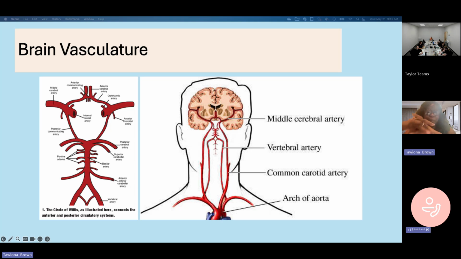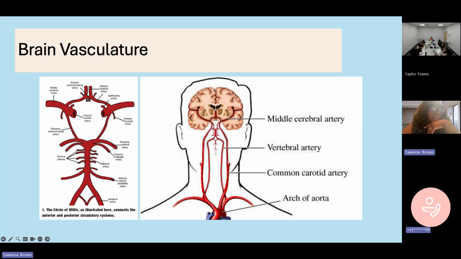We are going to now segue into those stroke syndromes. So we're going to talk about the vasculature first. And then after I talk about the vasculature, I'm going to explain what happens when this particular artery has a cerebrovascular accident or it bursts and there's a hemorrhage, etc. So on this slide, what you see are the components of the circle of Willis. So this is the actual circle of Willis right here.